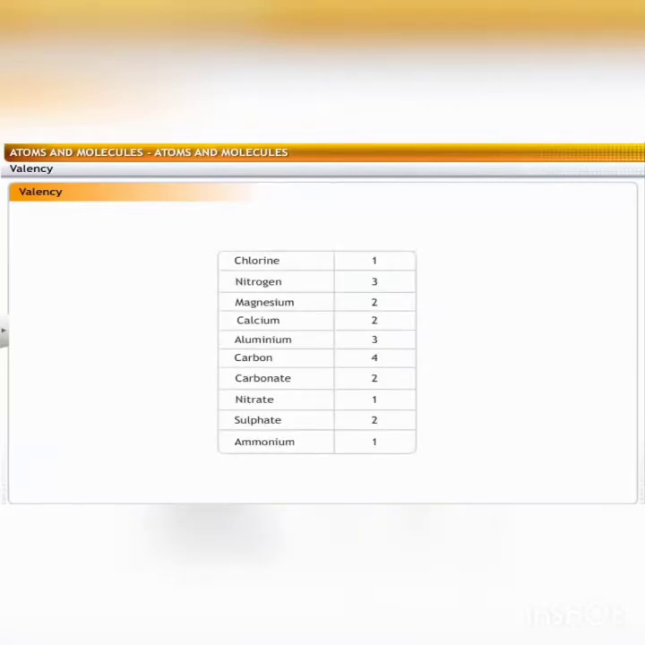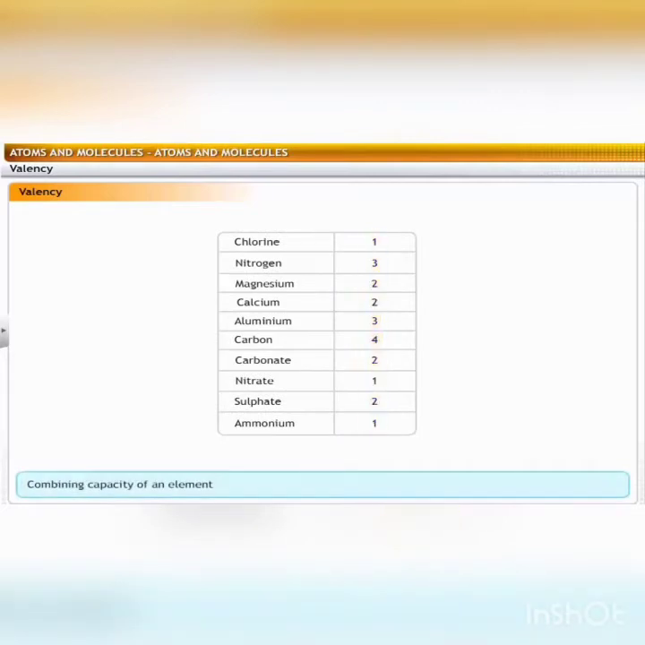Children, we have studied that the elements combine to form a compound, and every atom has a specific combining capacity. This combining capacity of an element is called its valency. Children, here you can see the valencies of different elements.